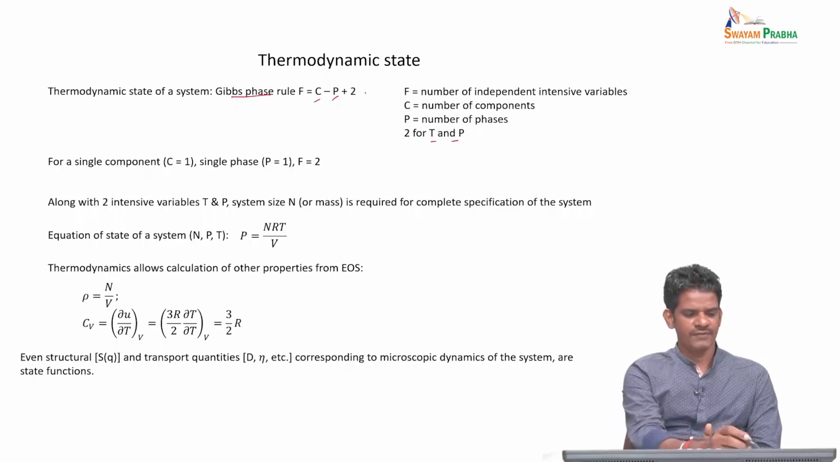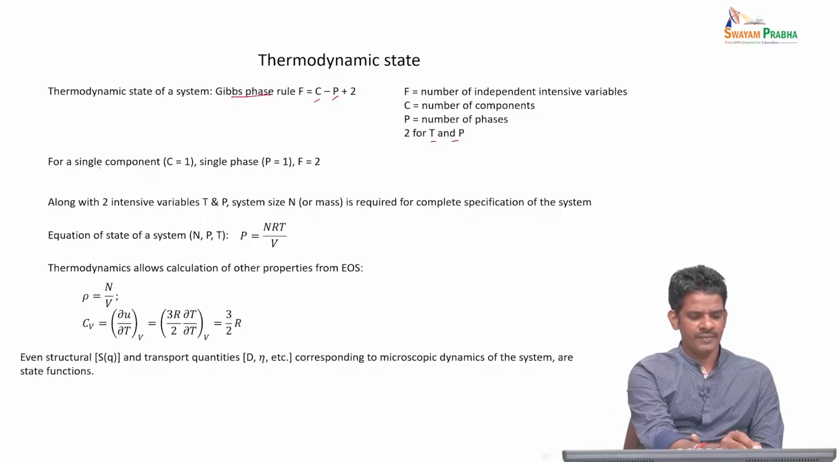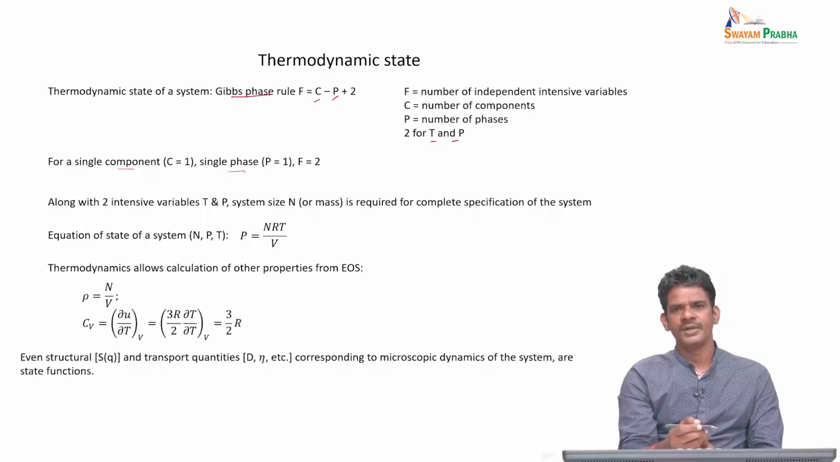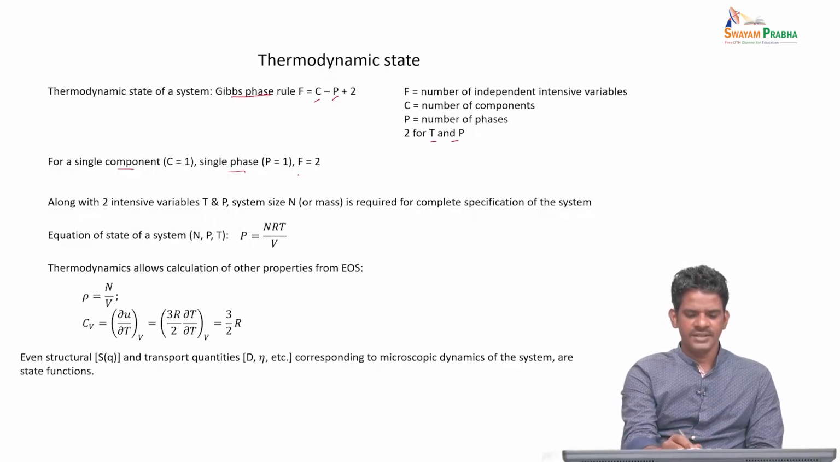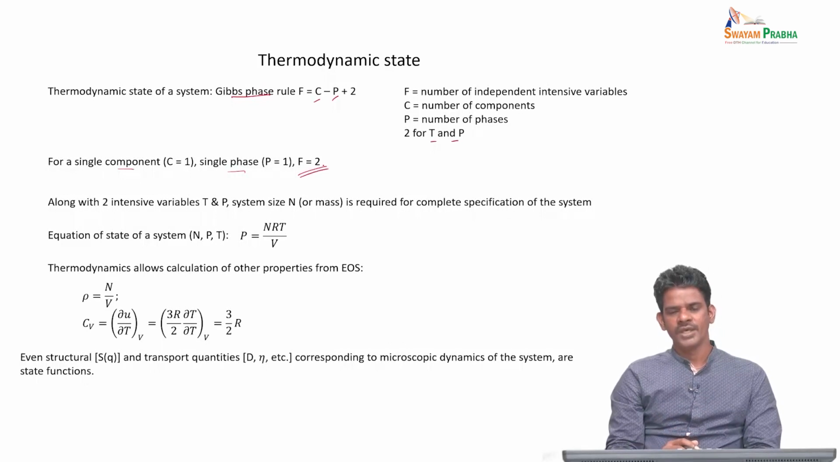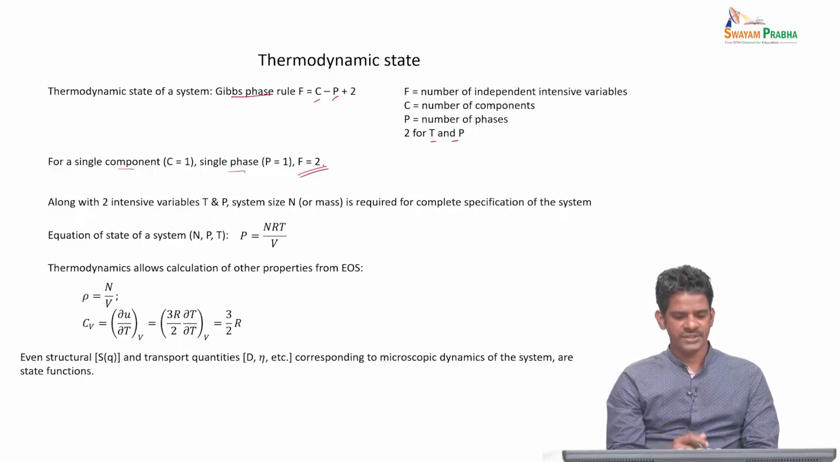You can take an example of a single-component system in a single phase. This would be like pure water in a liquid state: only one component in a liquid phase. In this case, F becomes 2. That means you have to specify temperature and pressure for specifying a single-component, single-phase system. Similarly, you can look at what happens if I go to more than one component and more than one phase, and how many such intensive variables have to be specified.